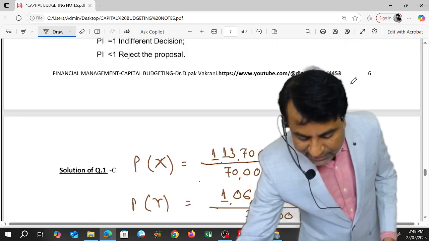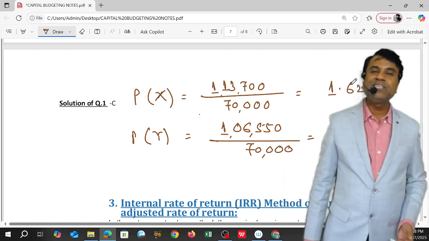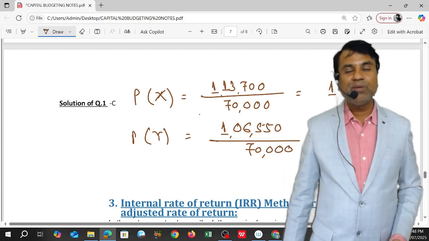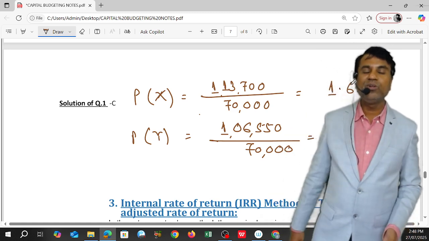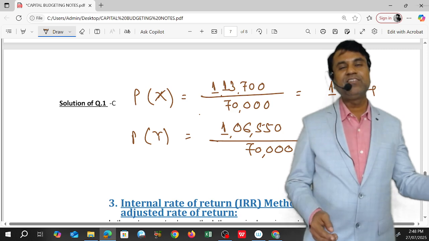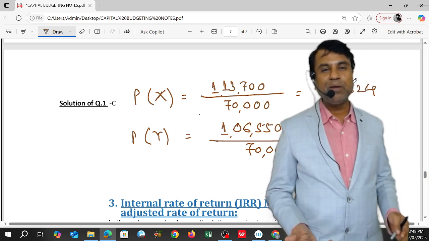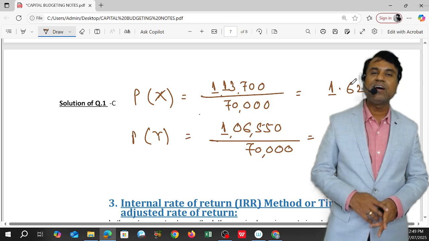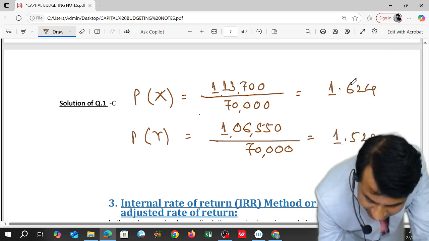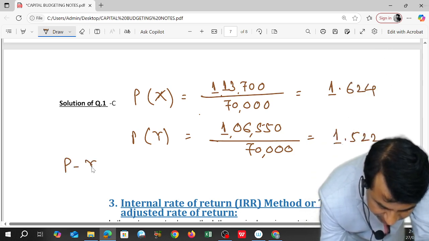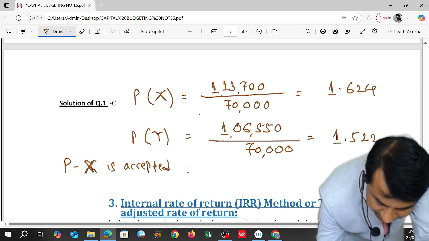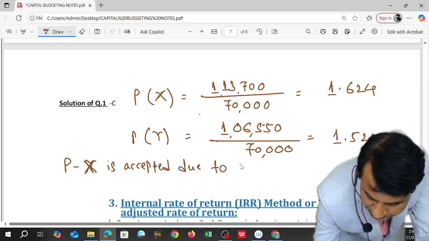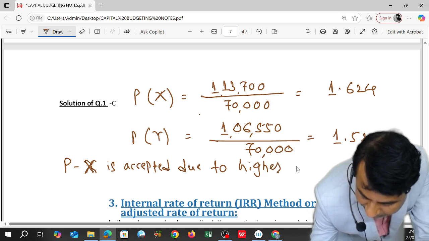And what about profitability index? For every 1 rupee, you are going to add 62 paisa extra, which is invested by you. Every 1 rupee, you are going to add 62 paisa exactly to the wealth of the shareholders. That is the difference: the absolute terms answer is given by NPV, the relative terms answer is given by PI. That is the only difference. Otherwise, both the methods are discounted cash flow methods. And the conclusion I can write down: project Y is accepted. Sorry, project X is accepted due to higher PI, higher profitability index.